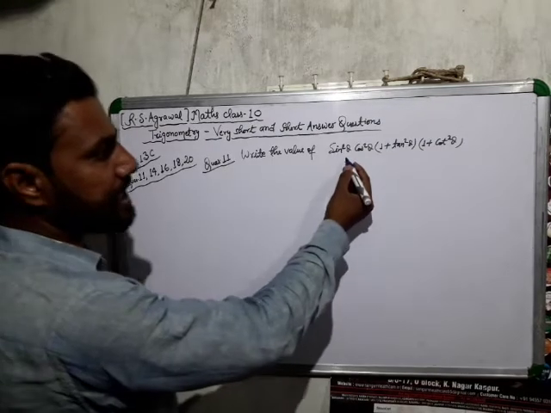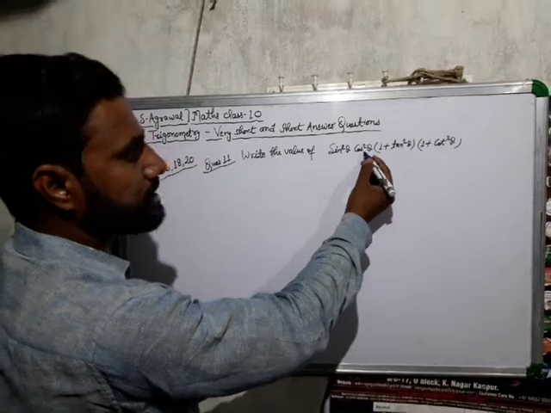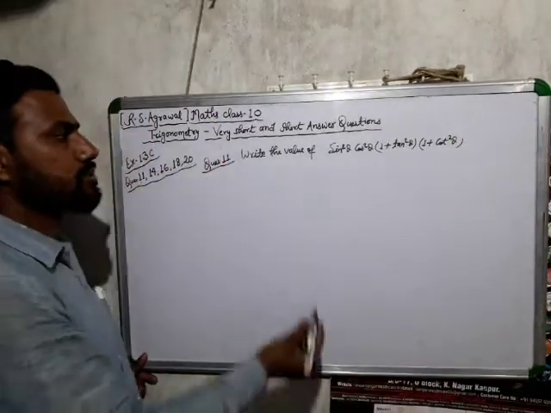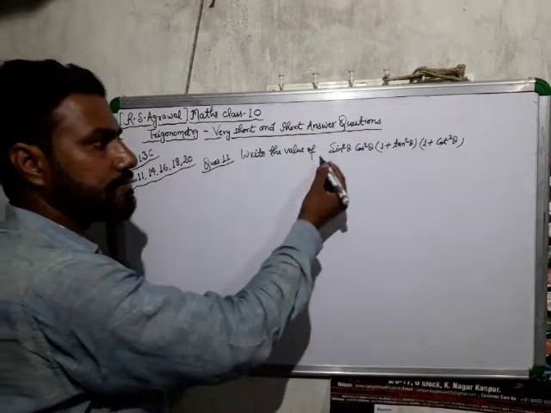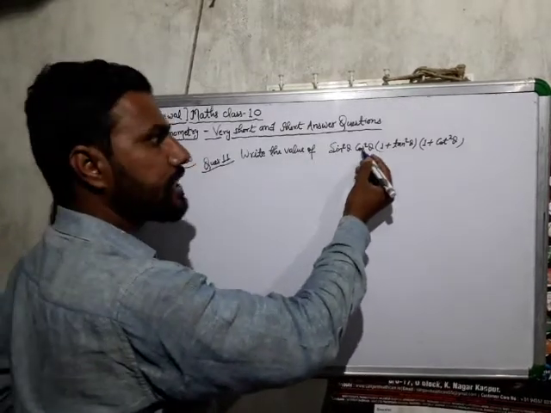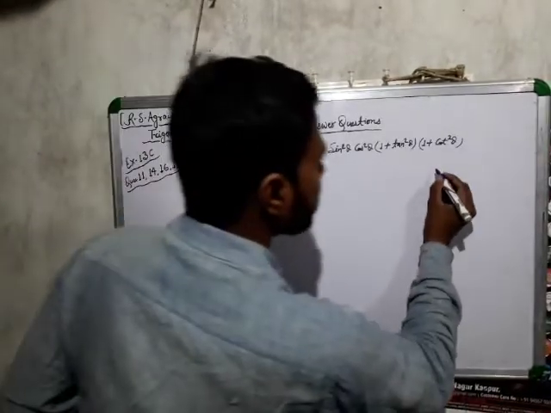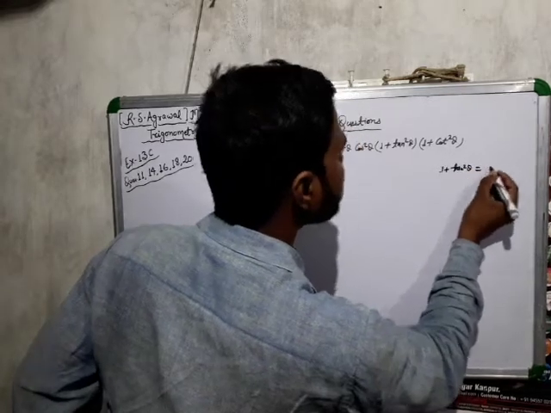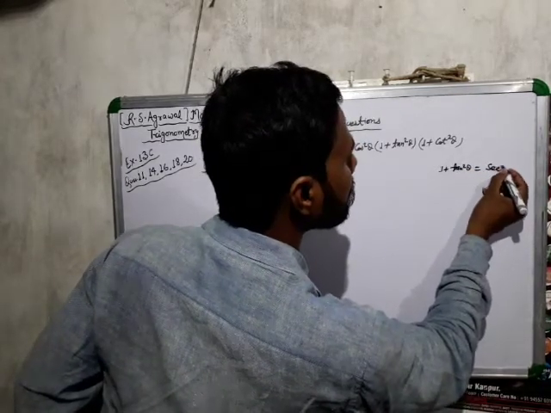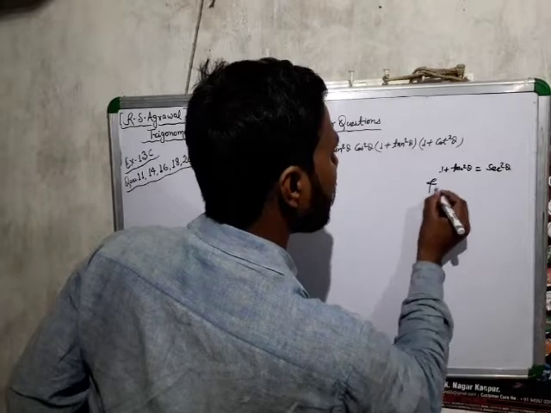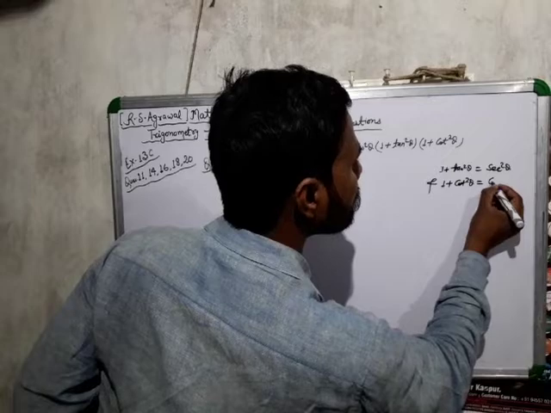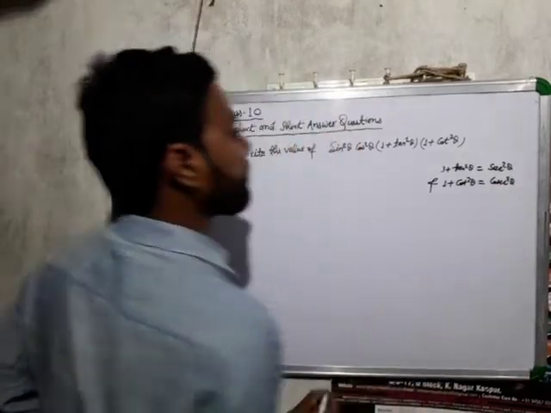Write the value of sin square theta into cos square theta into 1 plus tan square theta into 1 plus cot square theta. First question number 11. We know that 1 plus tan square theta is equal to sec square theta and 1 plus cot square theta is equal to cosec square theta.